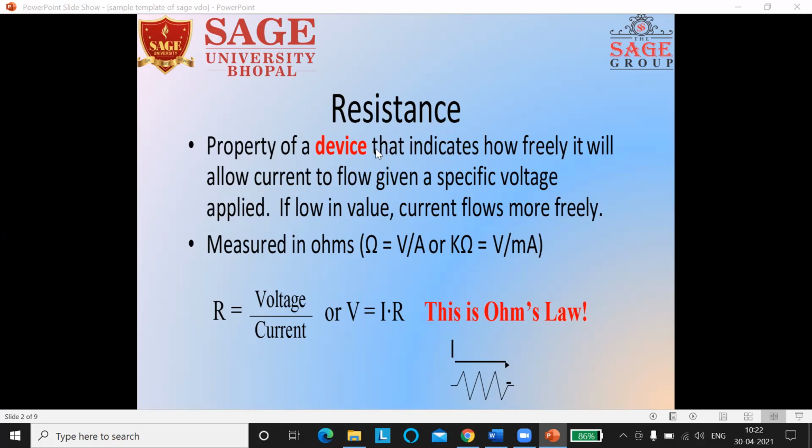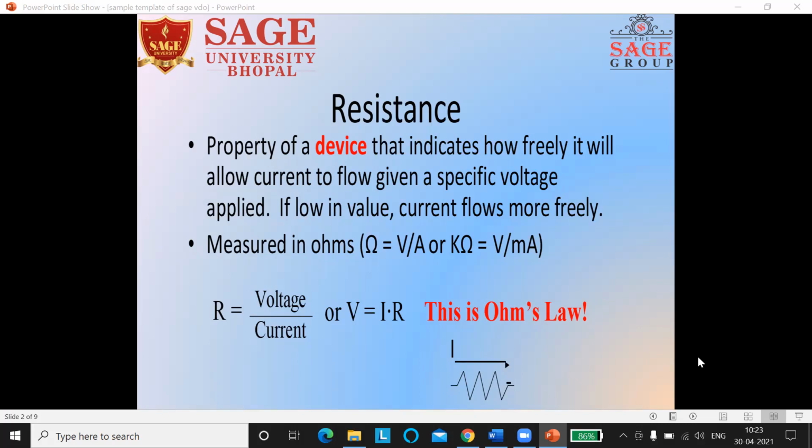So what is resistance? Resistance is the property of a device that indicates how freely it will allow current to flow given a specific voltage applied. If it is low in value, current flows more freely. And it is measured in ohms. So the ohm is the standard unit, expressed in the form of V by A, that is volts per ampere.